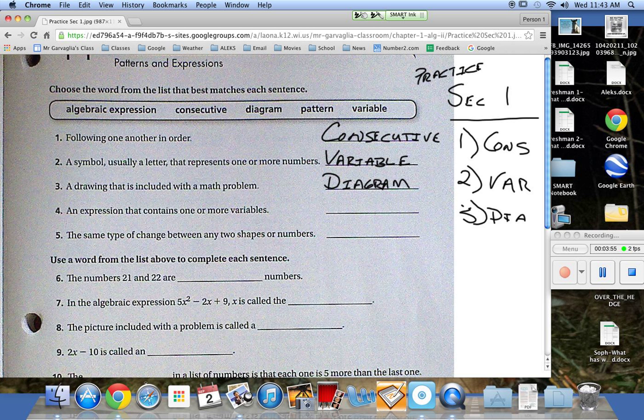Preston, what's an expression that carries one or more variables? Algebraic expression, right? I'm going to say alg expression. The same type of change between any two shapes or numbers. Pattern. We're making a pattern.